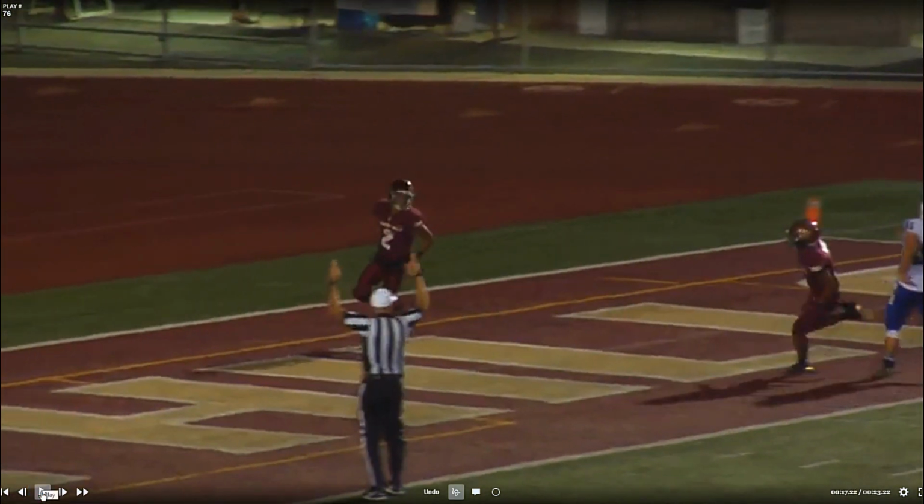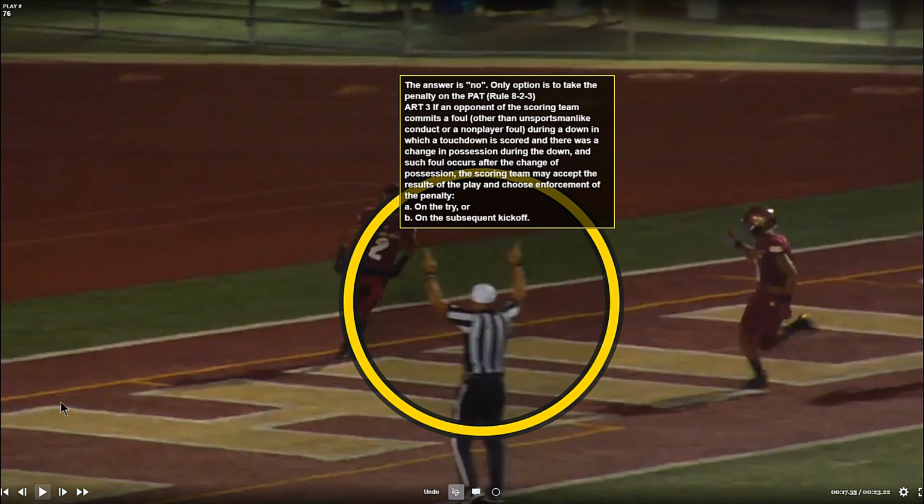So, what do we have? We know that in some situations, a foul committed by the opponent of a scoring team can be enforced on the try or the kickoff. Is this one of them? And the answer is no. The only option is to take the penalty on the point after. And if you look at 8-2-3, I have it right there.